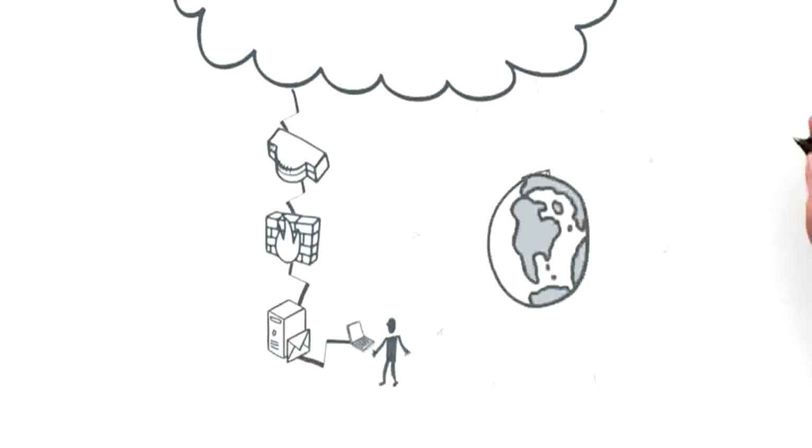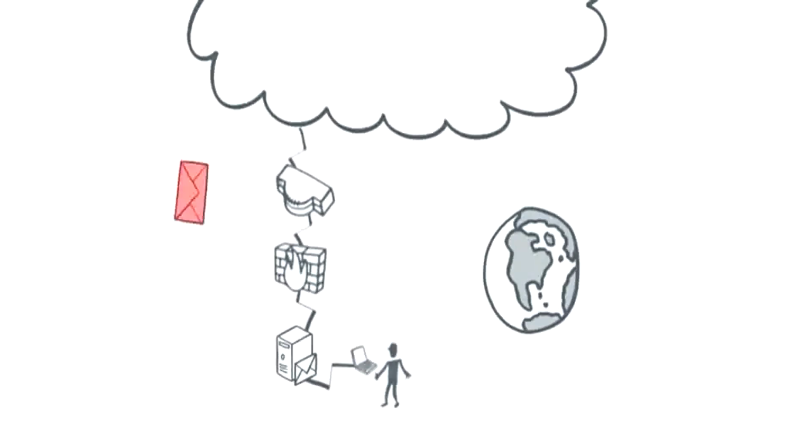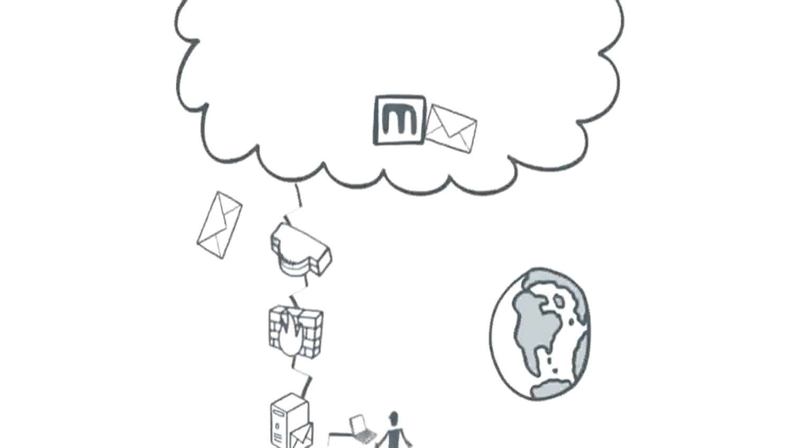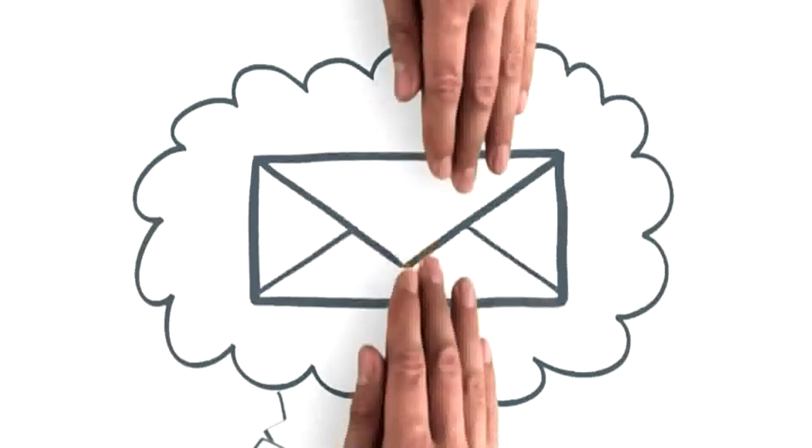Messages come in from the world. Some are friendly, some are harmful. If you're a Mimecast customer, instead of items going straight to your environment, they come via ours. This means we can screen every message before it becomes your problem.